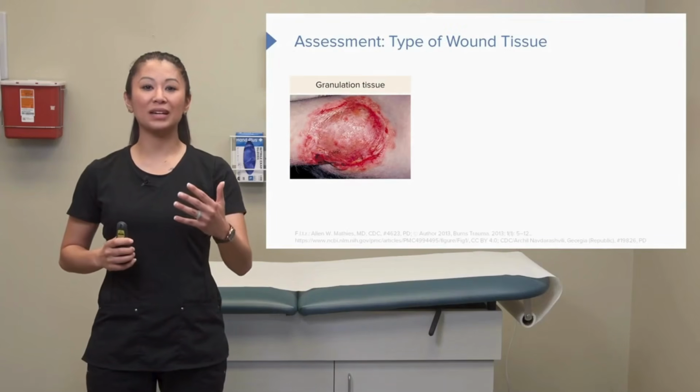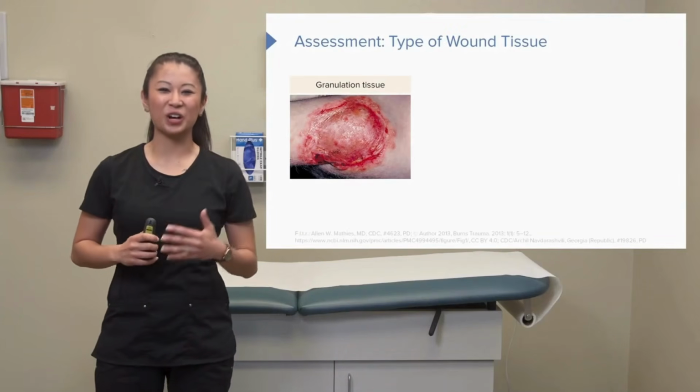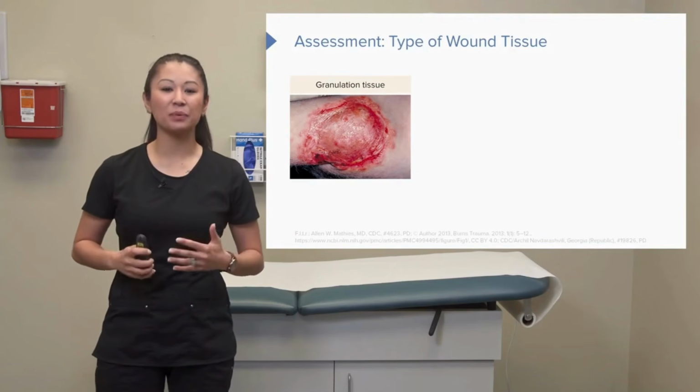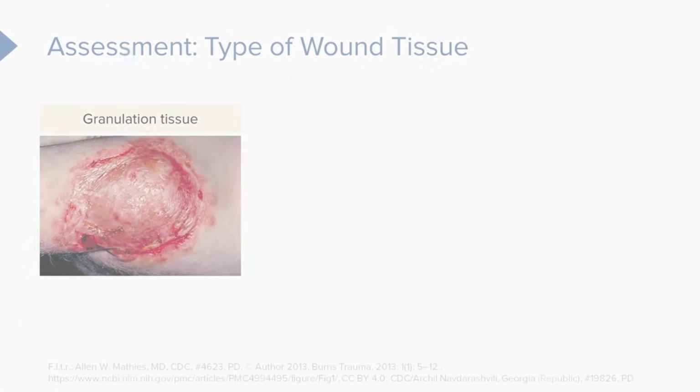So this one is what we see here in this lovely slide. It's called granulation tissue. Believe it or not, it may look a little bit bad, but this is actually a good thing. See how this wound bed is red? This is all nice new tissue that's healing. So this is a positive here.